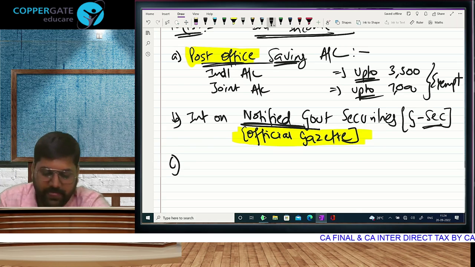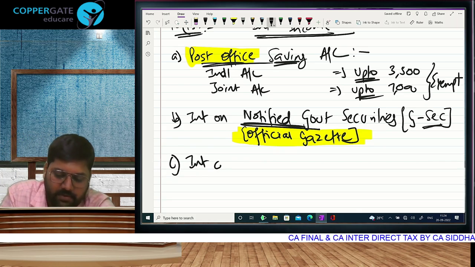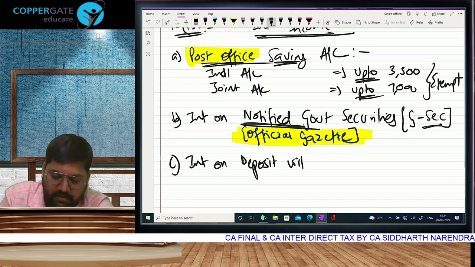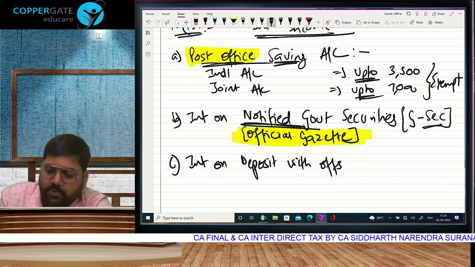And तीसरा, there is one more, but that will help you only in CA final. You can ignore that. तीसरा, interest that you have earned on deposit with offshore banking unit.